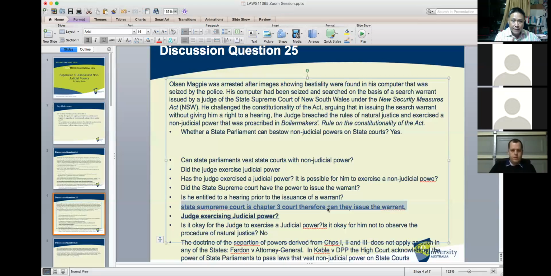There are two aspects to this, okay? So on the one hand, a state Supreme Court is in fact part of the federal judicature, and that's acknowledged in the Australian Constitution.